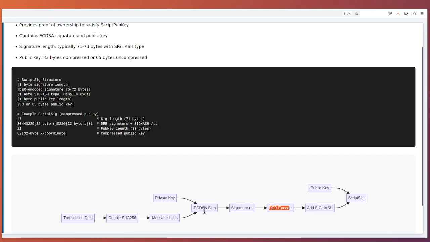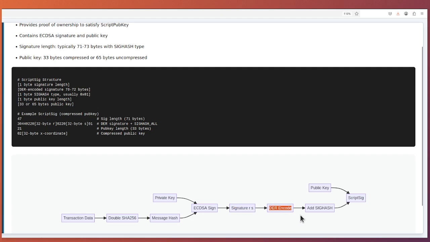The signature generation process is mathematically complex but conceptually straightforward. The transaction data is serialized in a specific format, excluding the ScriptSigs from all inputs. This serialized data is then double-hashed with SHA-256, producing a 32-byte message hash. The private key is then used with the ECDSA signing algorithm to produce a signature for this hash. The signature consists of 2 numbers, R and S, which are encoded using DER format, a standard for encoding cryptographic signatures.